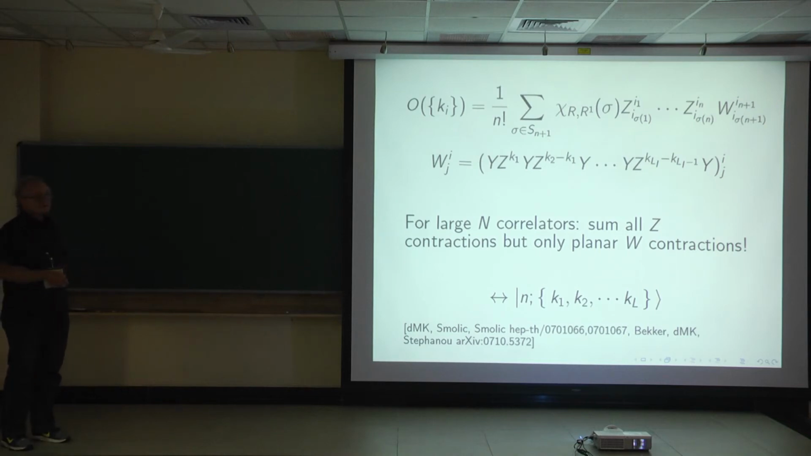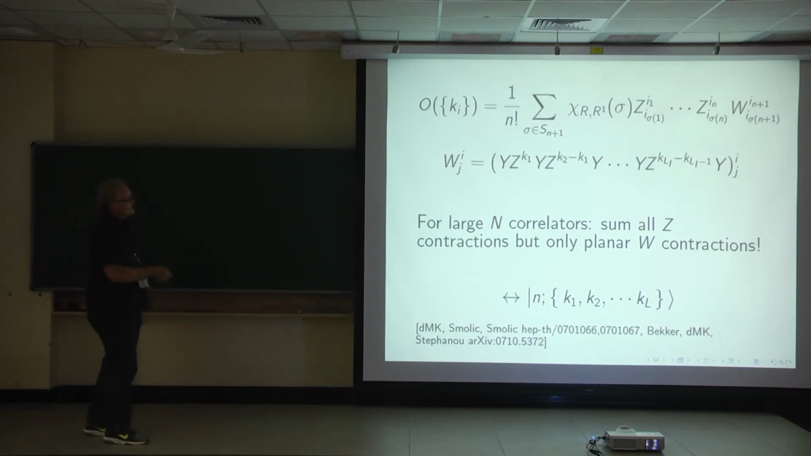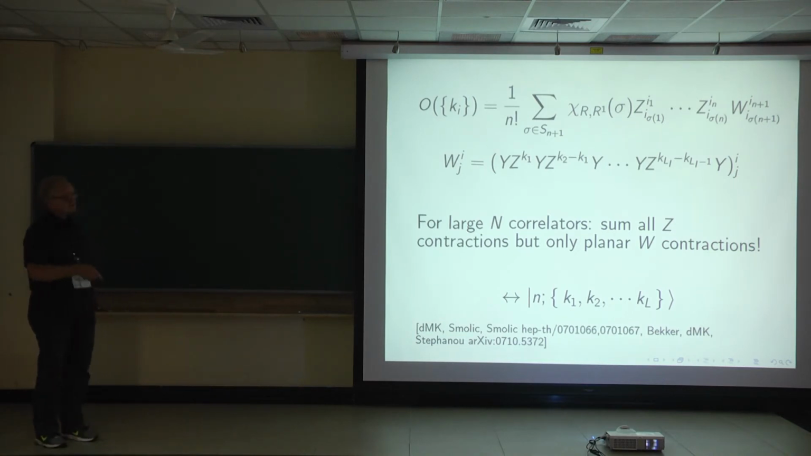When I want to calculate these correlation functions at large N, the planar limit makes an interesting reappearance, because when calculating these correlators, I need to sum all possible contractions between the Z fields, but when I contract corresponding words W, I need only sum the planar contractions for those, and that'll give me the correct large N limit for the correlation function. I would like to interpret these operators in the dual gravity. So I'm going to talk about that now before I start including interactions.